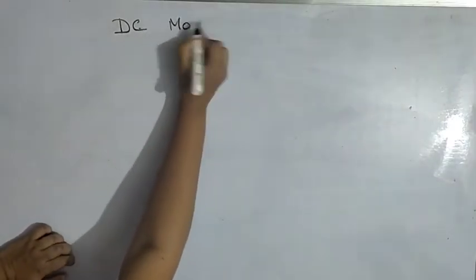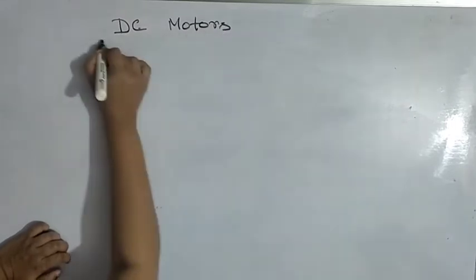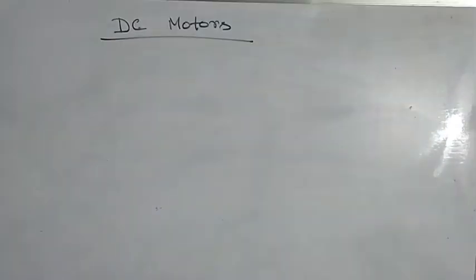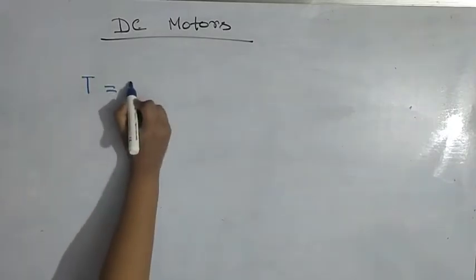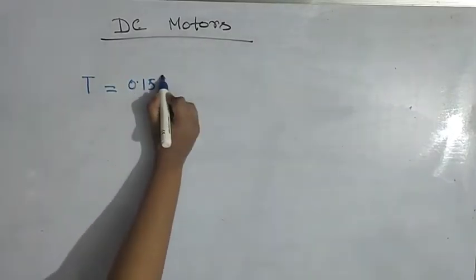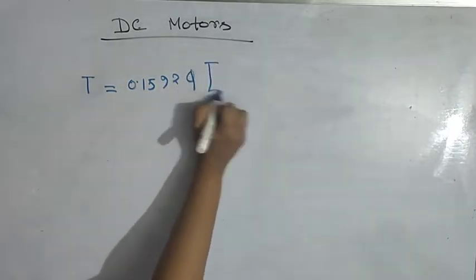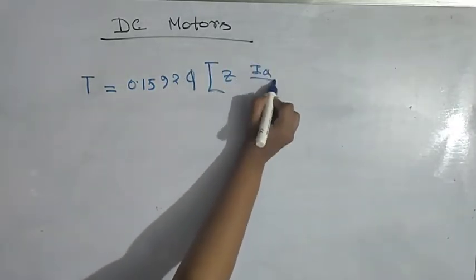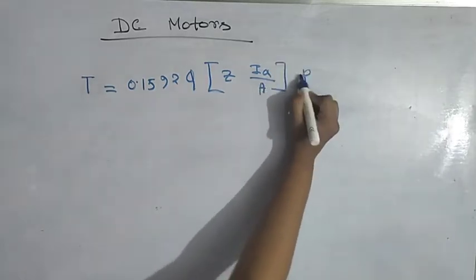DC motors. Now it is clear that the tractive effort at the treads of the driving wheel is always proportional to the torque at the armature shaft of the electric traction motor, and the relationship between speed, torque and current input to the motor is of fundamental importance. We know that for a DC motor, torque T is equal to 0.159 Φ Z Ia P by A Newton meter.